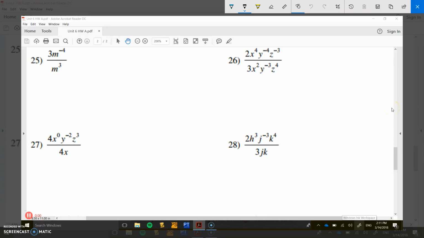Alright, so I suggest it's always a good idea to start with the negative rule, which says flip all of those. I'm going to flip them, but first I see this quotient rule, which would be easy to do. So I'm going to do that part first.